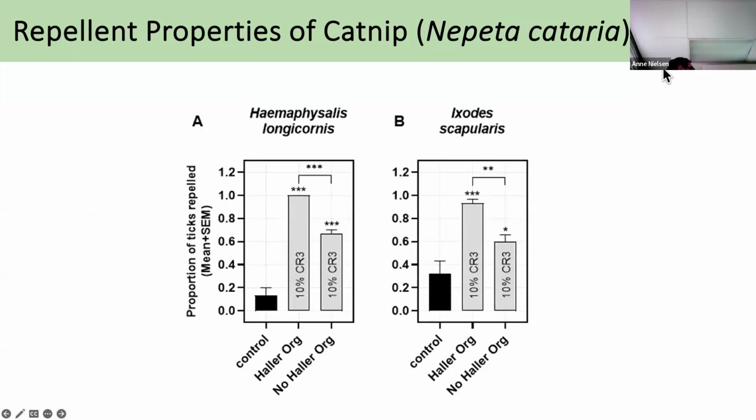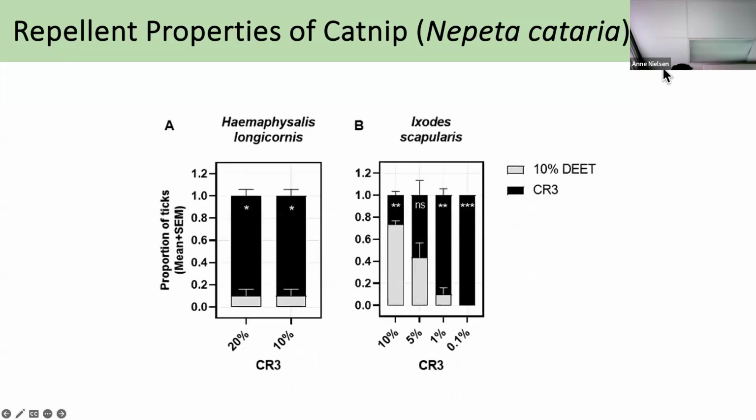What we saw is that there was a decrease in repellency, but there was still higher repellency compared to the controls in both cases, which suggests that the bulk of this repellency is mediated by Haller's organ, although there might be additional sensory receptors involved in repellency. And we know that ticks have receptors in the palps and in other parts of their body that might also play a role in repellency.